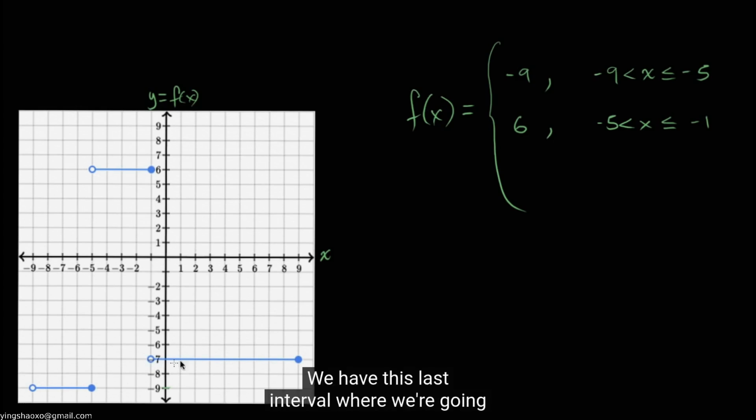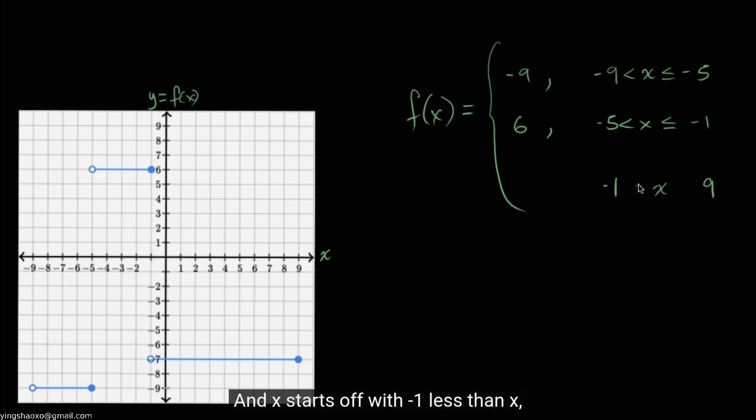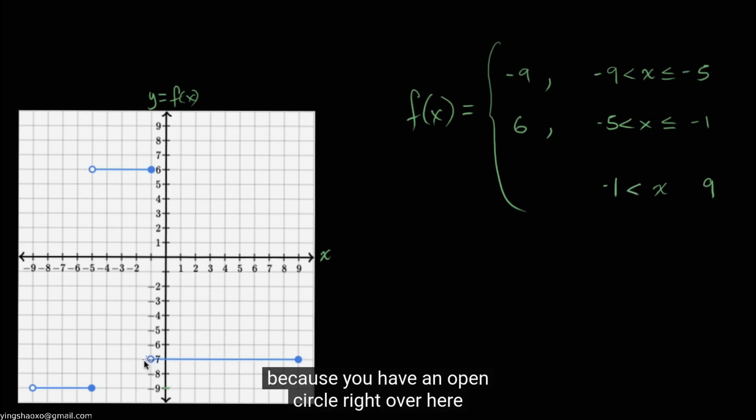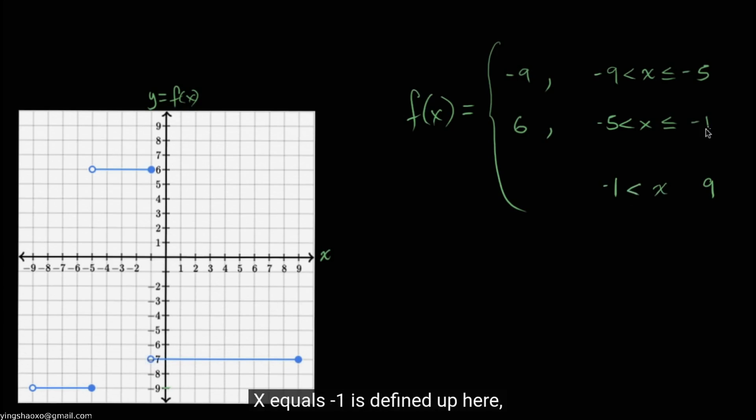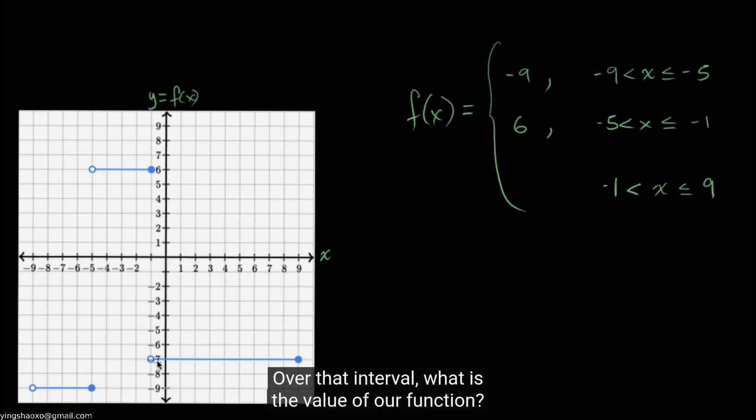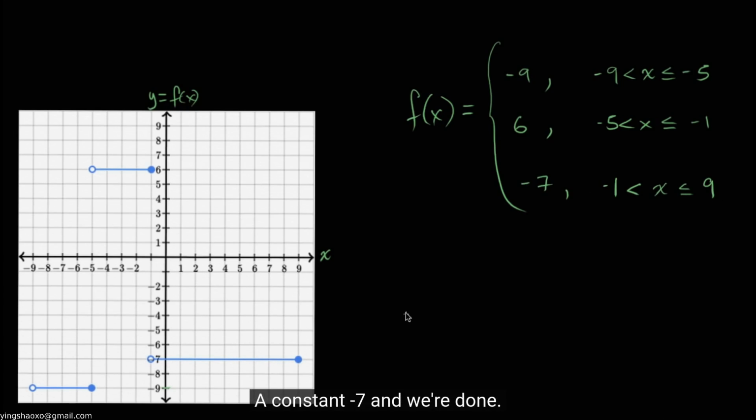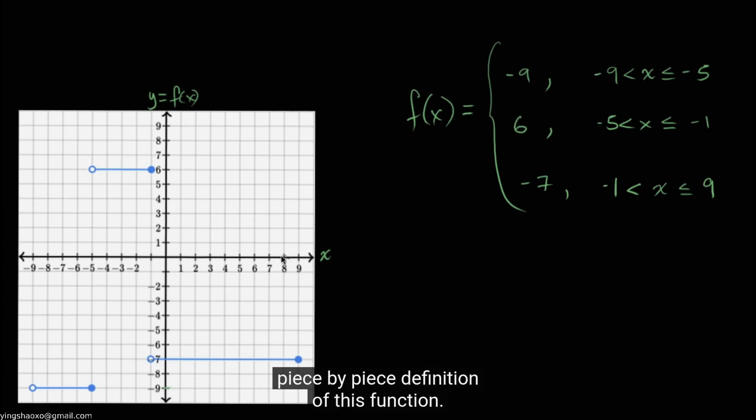Now let's keep going. We have this last interval where we're going from -1 to +9, and x starts off with -1 less than x, because you have an open circle right over here, and that's good because x equals -1 is defined up here, all the way to x is less than or equal to 9. And over that interval, what is the value of our function? Well, you see the value of our function is a constant -7. And we're done. We have just constructed a piece-by-piece definition of this function.